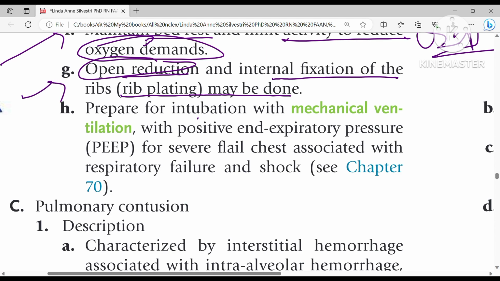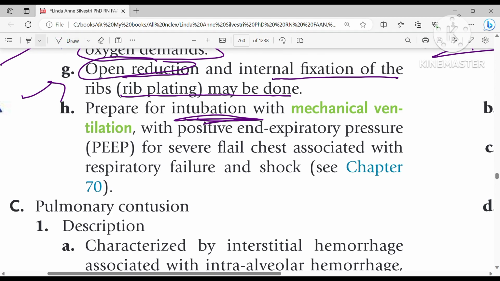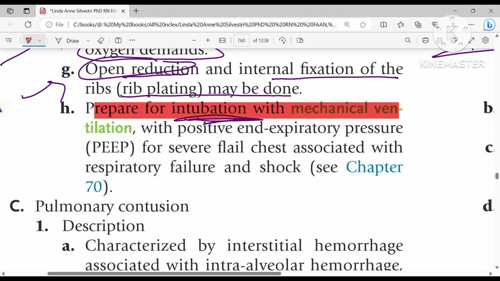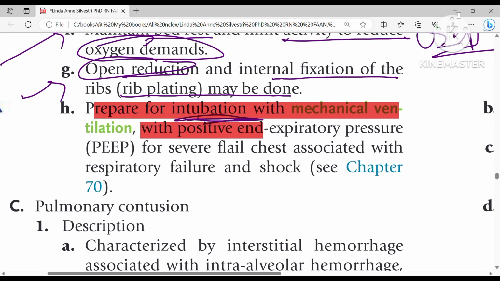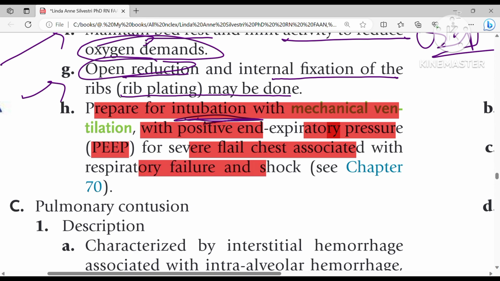Prepare for intubation. This is also a very important point. We should prepare the patient for intubation with mechanical ventilation with positive end-expiratory pressure, that is PEEP, for severe flail chest associated with respiratory failure and shock. So we should always keep the intubation trolley ready.